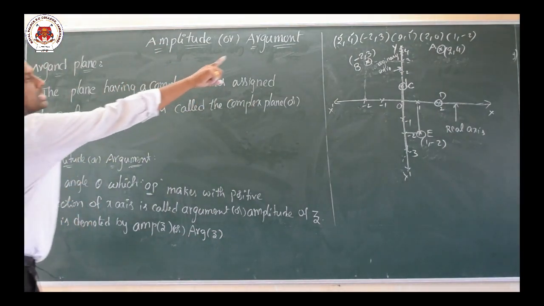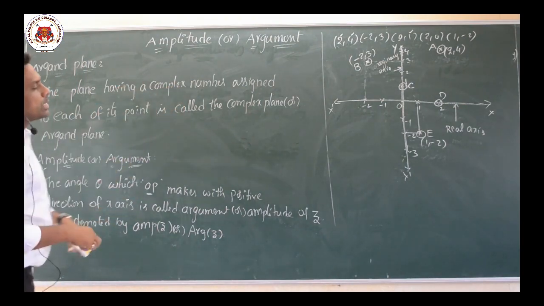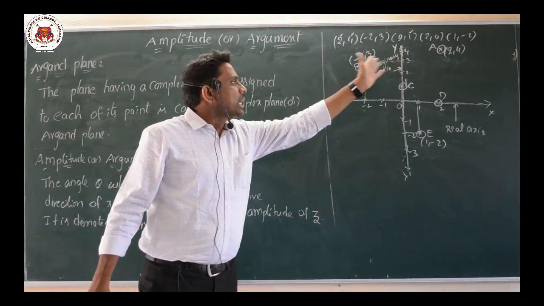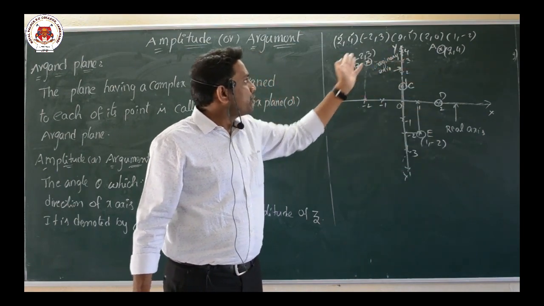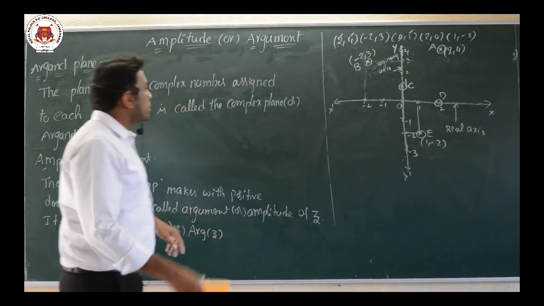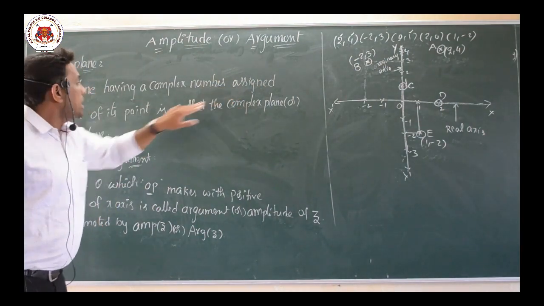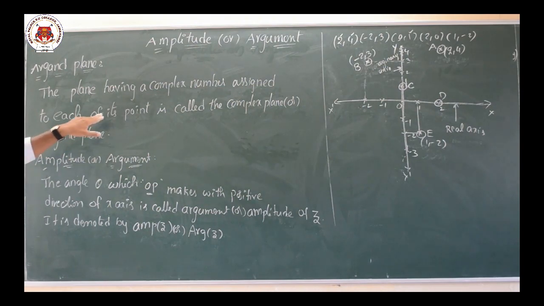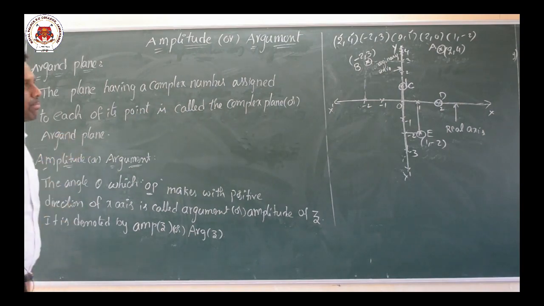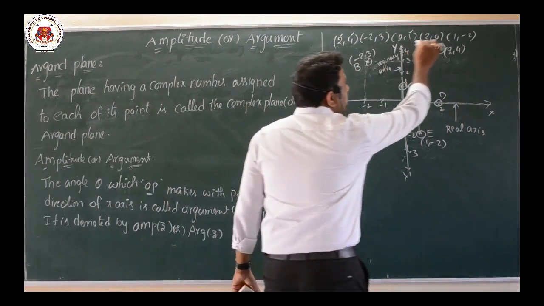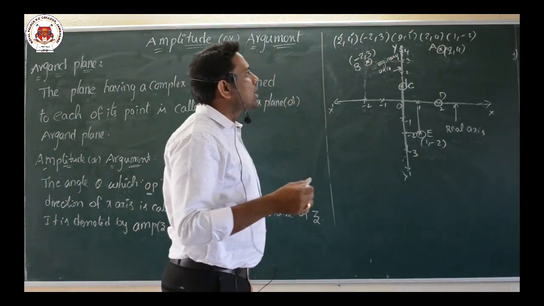So this two-dimensional plane is having complex numbers in different quadrants. Here first quadrant, second quadrant, third quadrant, fourth quadrant. In different quadrants, these 5 points are there. All these 5 points are complex numbers as ordered pairs. So the plane with a complex number assigned to each of its points is called the complex plane or Argand plane. My dear children, this plane is called the Argand plane or complex plane.